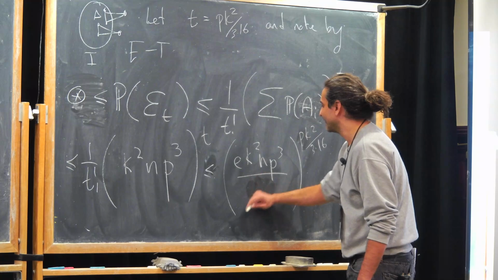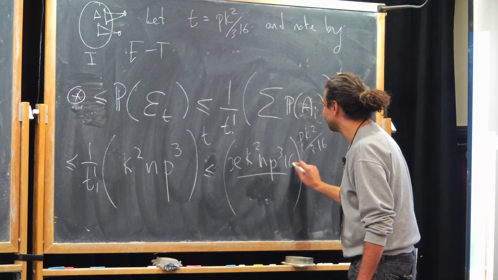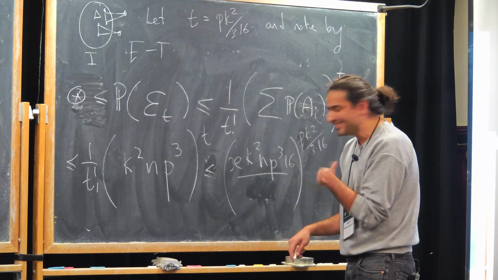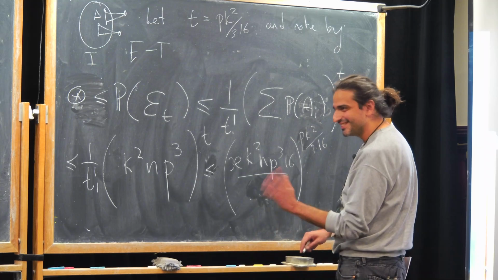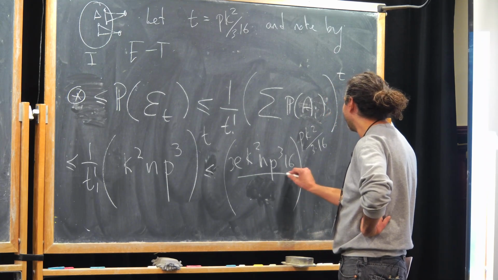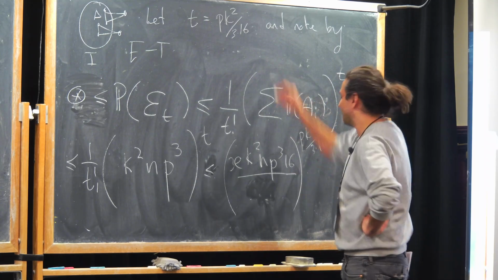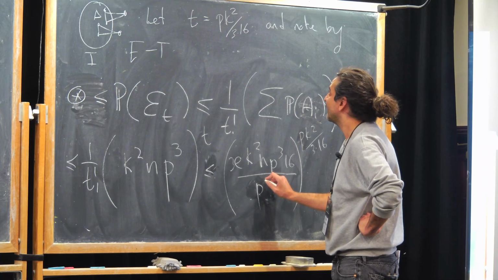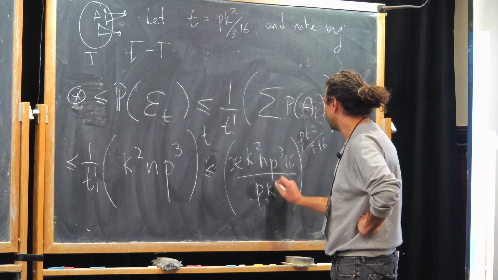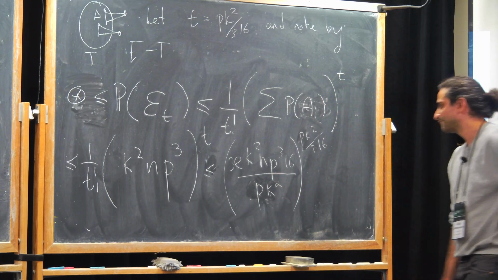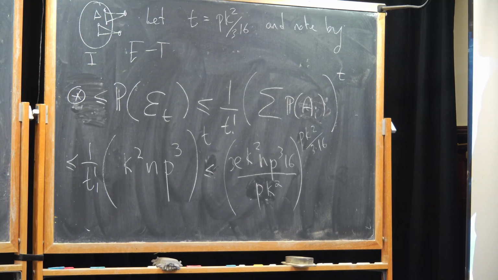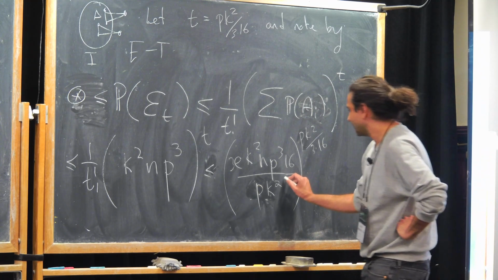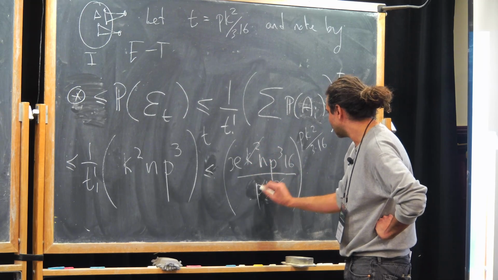Oh, sorry, no, wrong. Yeah, sorry, 3. There's a gamma that's coming anyway, so we're all good. Sorry, pk squared, all good. Very good, very good. Sorry, now we can cross things out.